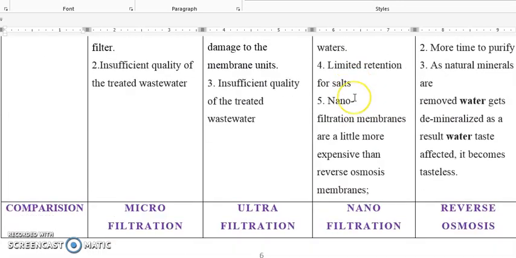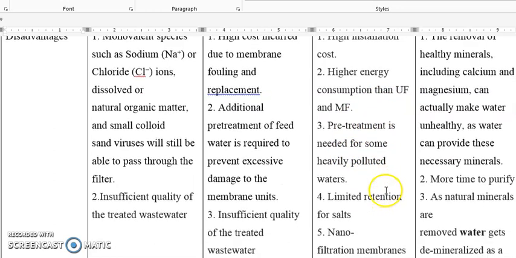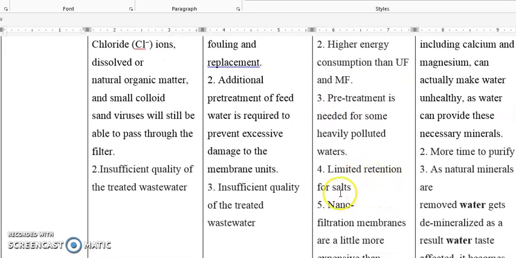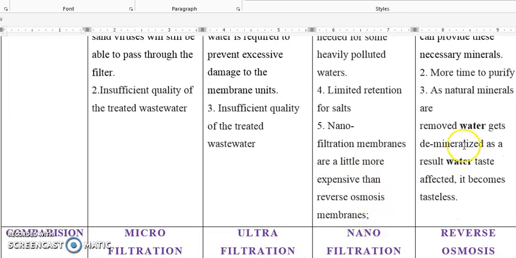And then the nanofiltration: high installation cost, higher energy consumption than the ultra and microfiltration. Pre-treatment is required for some heavily polluted water, and then limited retention of the salts. Nanofiltration membranes are more expensive than the RO membranes.